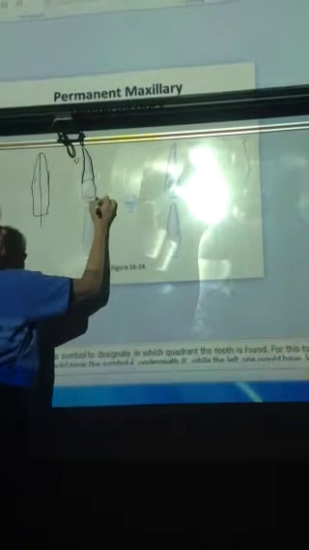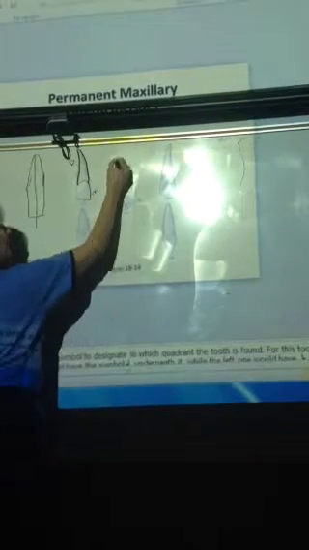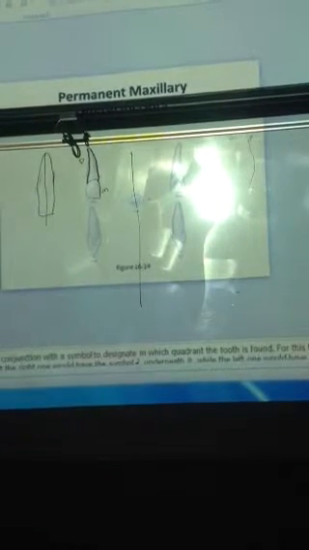That would be my incisal edge, or my mesial, which is the sharper corner. Right now, if I line that up to my midline, that is number 7. Number 7, permanent maxillary right lateral incisor. Good job.